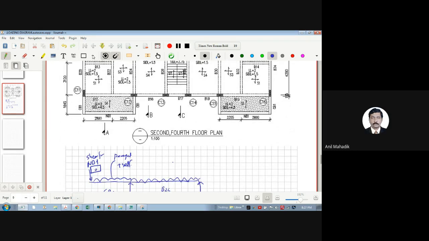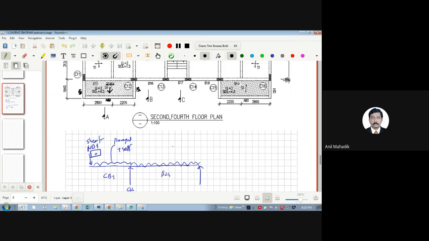Suppose we don't have this beam, no issue. Let me ignore that. I don't have this beam, I don't have this beam also. I am having a cantilever slab like this. Generally we show cantilever like this. So this slab is a cantilever slab. And this is a B15 beam behind.